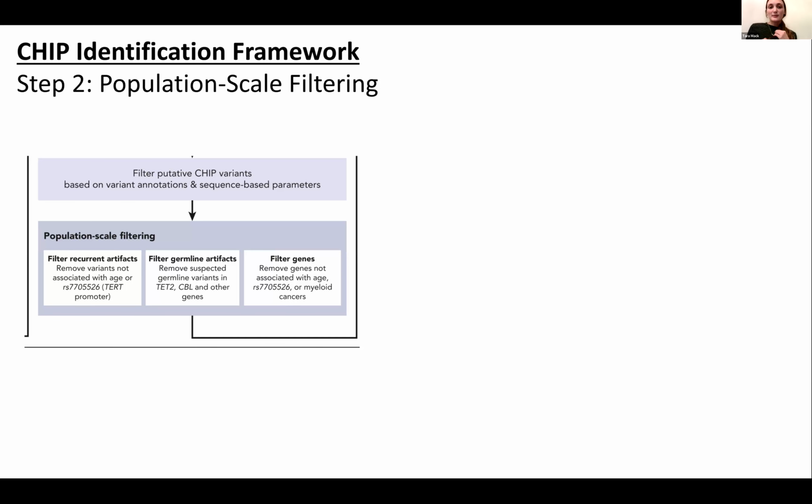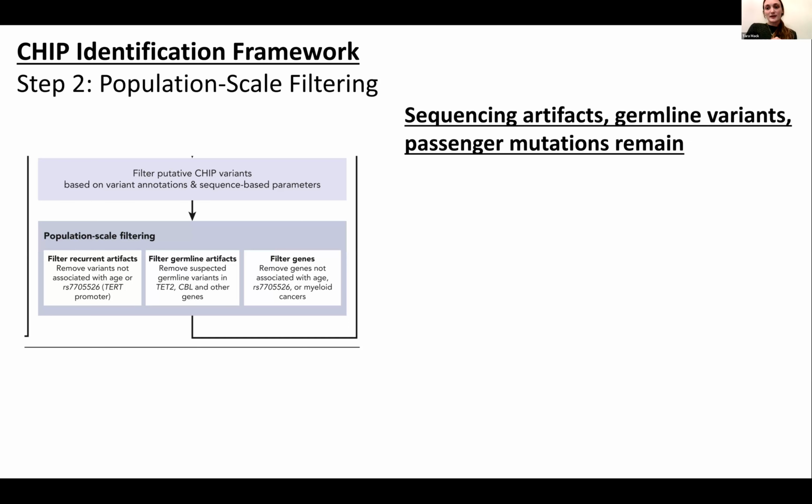And so at this step of the pipeline, you have some real CHIP calls, right? But you also still have a lot of things that may still be present. You may have sequencing artifacts, you may have germline variants, you may have those neutral passenger mutations that remain. And you again want to make sure that you're not leaving those in because that can really mess with your outcomes. The paper goes into a lot of detail on this and how you would eliminate each of these specifically, so I don't want to get too in the weeds here, but I can give you a general idea of what we tend to look for.